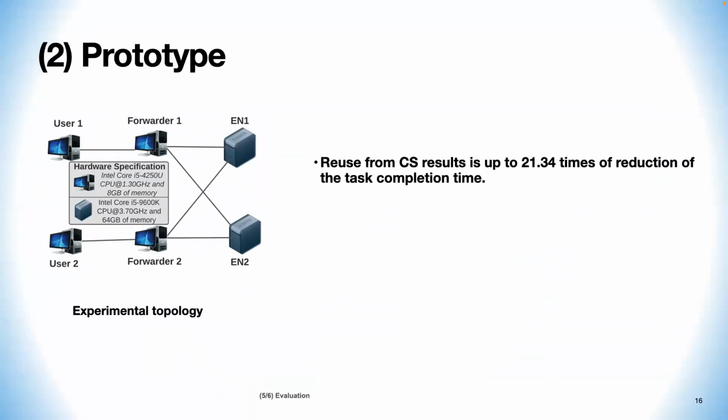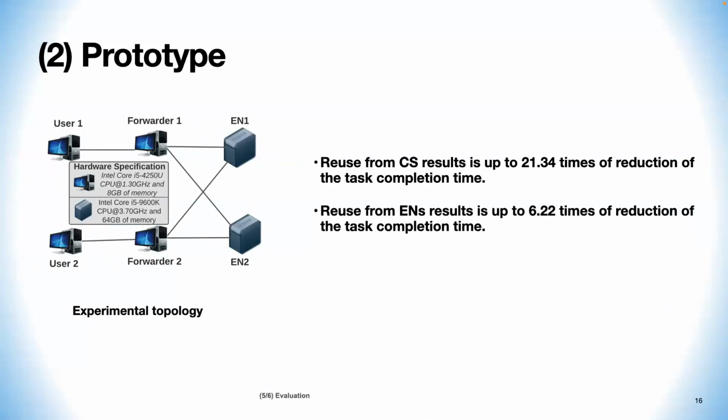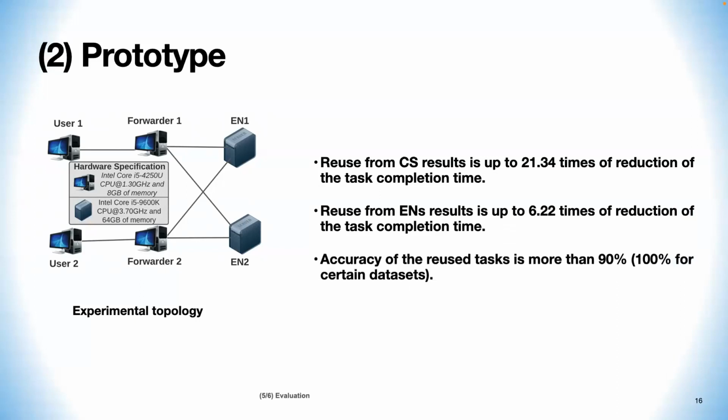To evaluate the performance of the prototype, we deployed it on a small-scale testbed, as shown in the figure. The result shows that reuse directly from the network reduced the task completion time by up to 21x, and reuse from the edge node reduced the time by up to around 6x. We also used a performance measurement metric called reuse accuracy, which means if a task is executed from scratch and if the task is reused from a previously cached result, and they yield the same output, then it's accurate. And we achieve more than 90% reuse accuracy.